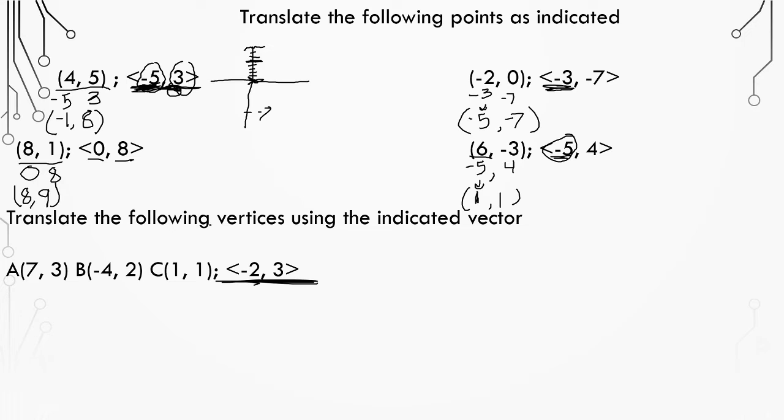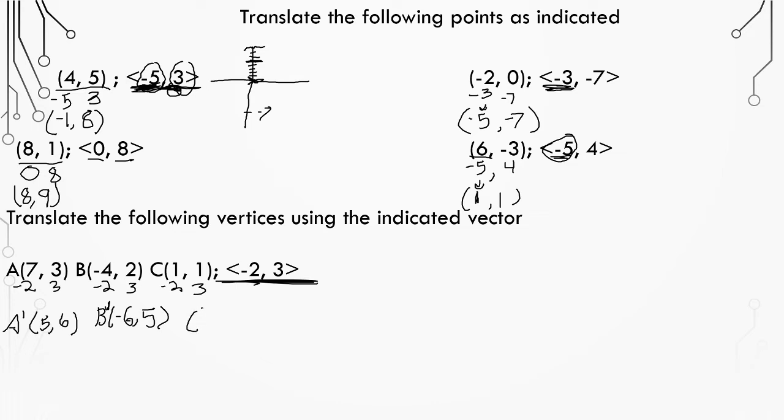Well, you can kind of do this all in one go, right? -2 means for each x you're going to subtract a 2, and then 3 means for each y you're going to add a 3. So your new points would be A prime, which is -7 minus 2 is 5. 3 plus 3 is 6. Remember, you subtract the negatives and you add the positives. And then B prime, -4 plus -2 is -6. 2 plus 3 is 5.